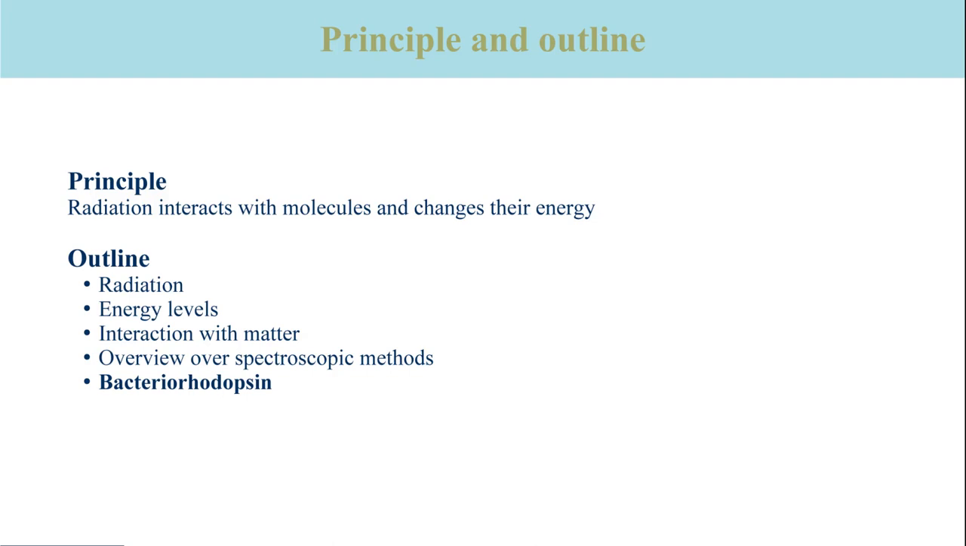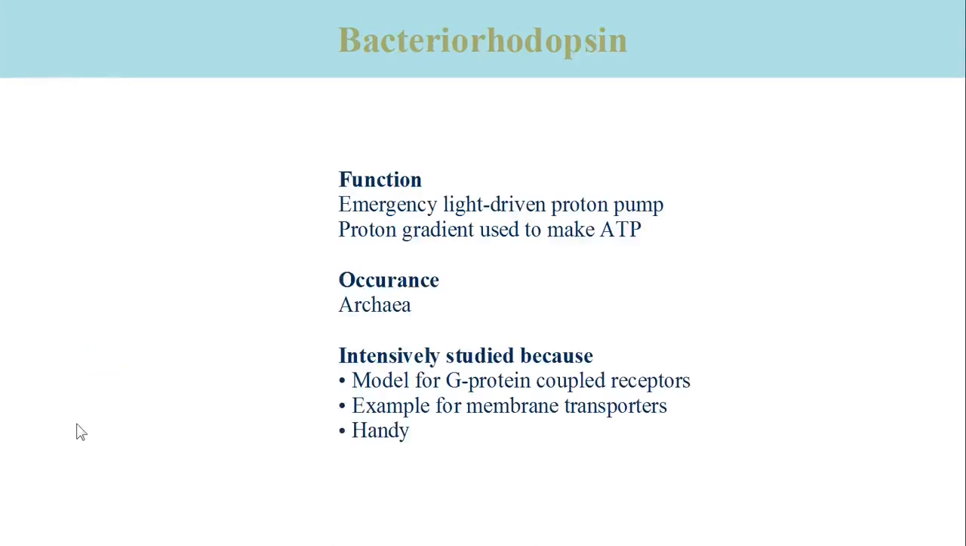As an example where spectroscopy in the visible spectral range made important contributions to the understanding of a protein, we will now discuss Bacteriorhodopsin. Bacteriorhodopsin is a small integral membrane protein which functions as a light-driven proton pump. It converts light energy into a transmembrane proton gradient. The proton gradient is converted by the ATP synthase into ATP.